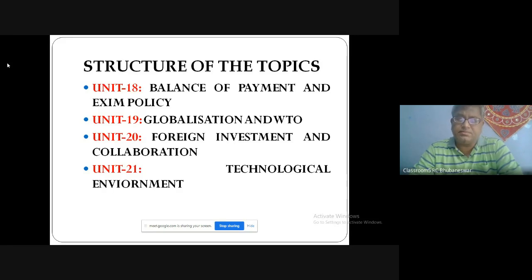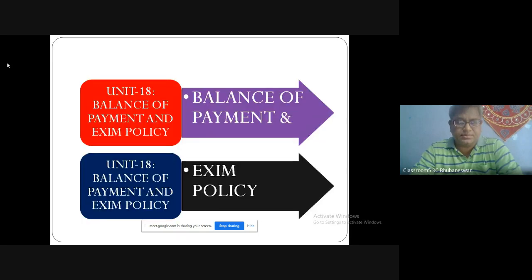Unit 18 is the balance of payment and exim policy. It means export import policy, some points of which are already covered in IBO 1 to 4 in topics related to balance of payment and exim policy. And unit 19 is globalization and WTO, unit 20 is foreign investment and collaboration, and unit 21 is the technological environment. There are four topics. It is a combination of two topics: one is the international environment as well as the technological environment.